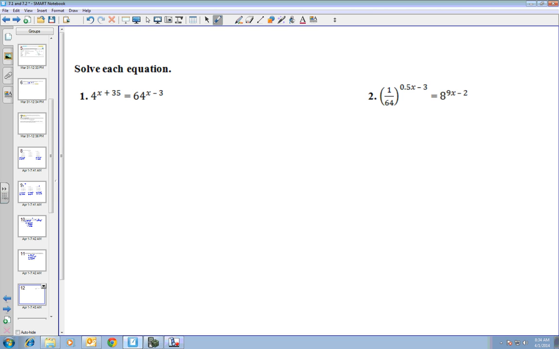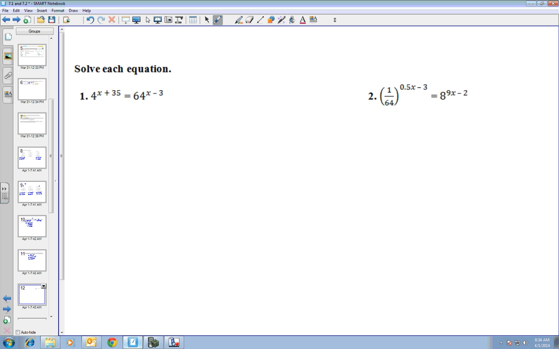All right, now on worksheet 7.2, these are not calculator problems. All of these, we're going to have to work them out. Some of these are going to be a little long, so you may want to do it on the back or on a separate sheet of paper, but you're going to have to show some steps.